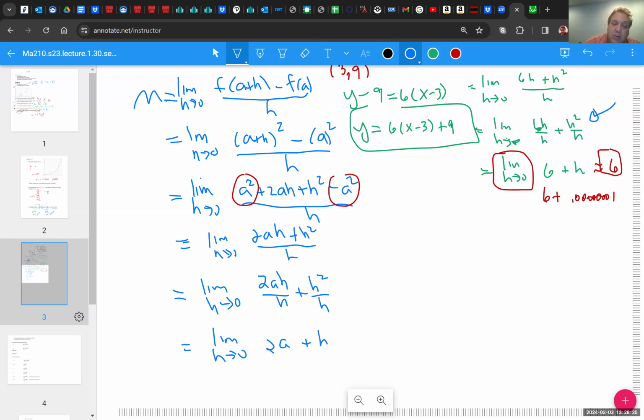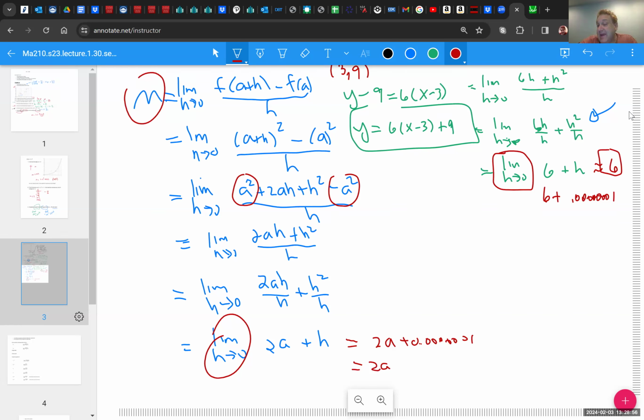And remember, we want h to be as close to 0 as possible. So this is going to be 2a plus some very, very small number, like 0.00001. Remember our argument that if that number is so tiny that it doesn't make any effective change to the original number, 2a in this case, then it just becomes 2a. So that's our slope. Our slope is that number 2a.